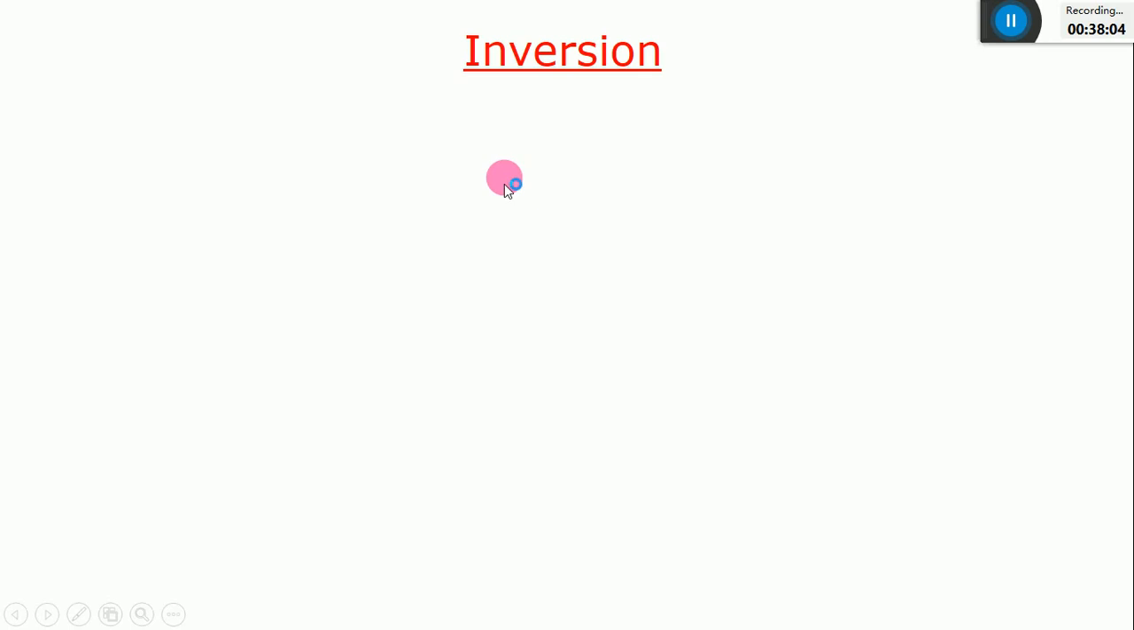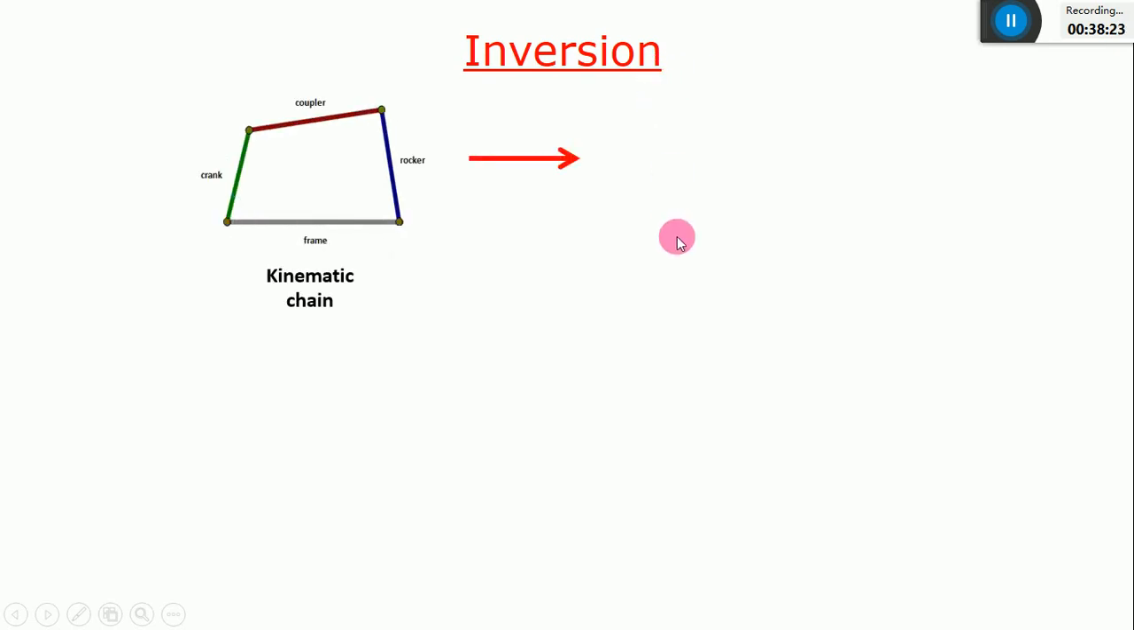In the next class I'll start with inversion. There is one more topic. After completing the kinematic chain, kinematic pair, kinematic links, mechanisms, machines, there is one more topic called inversion. I'll try to complete this in the next class.